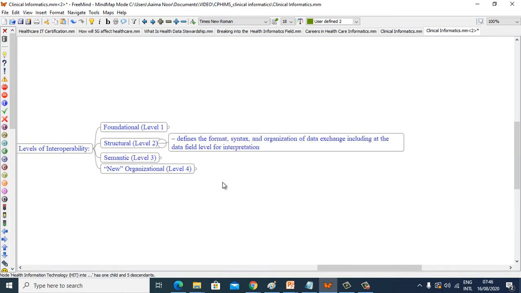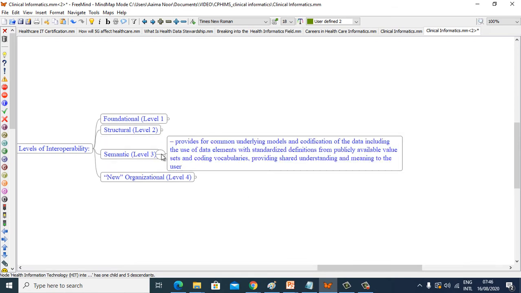Structural level 2 defines the format, syntax, and organization of data exchange, including at the data field level for interpretation. Semantic level 3 provides for common underlying models and codification of data, including the use of data elements with standardized definitions from publicly available value sets and coding vocabularies, providing shared understanding and meaning to the users.